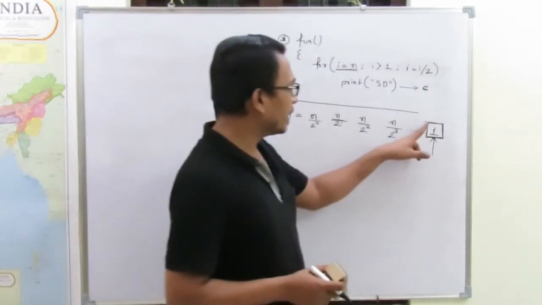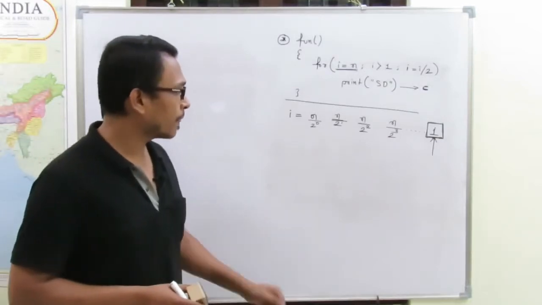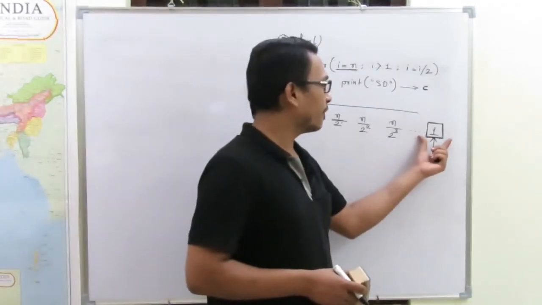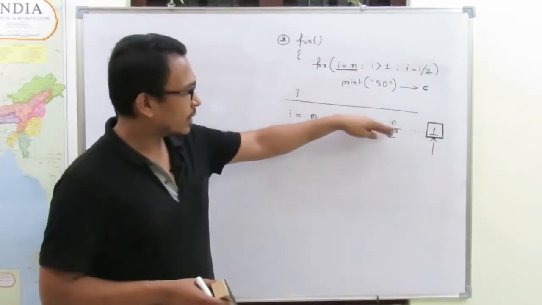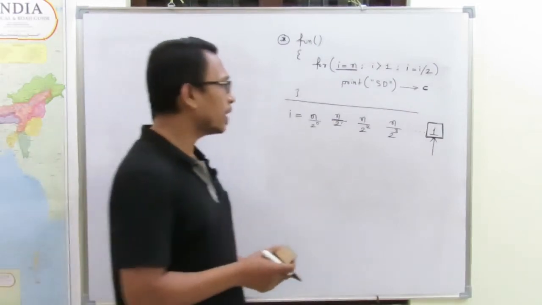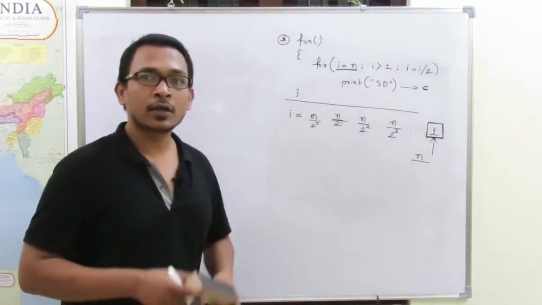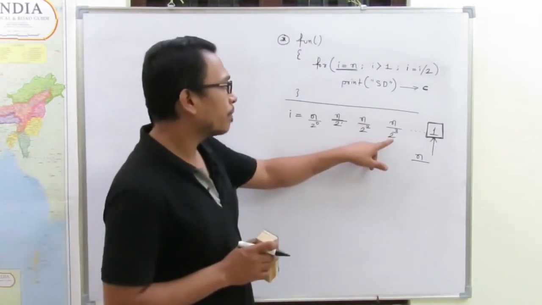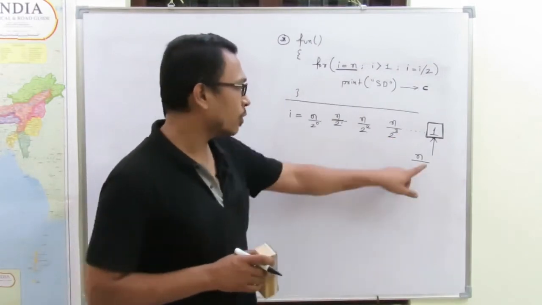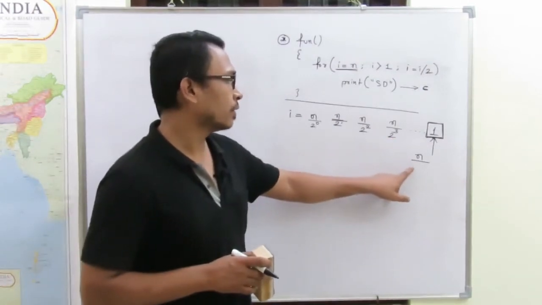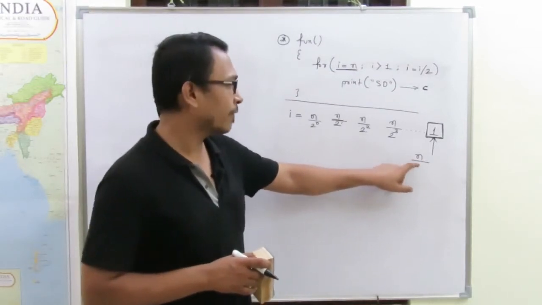Until when we reach 1. Now if you observe one thing: when can we get the value of 1? The numerator of this fraction is always n, so here also it will be n. So what will be the denominator? We have the denominator as a power of 2, but we don't know what the power will be. Clear? We don't know what the value will be here.